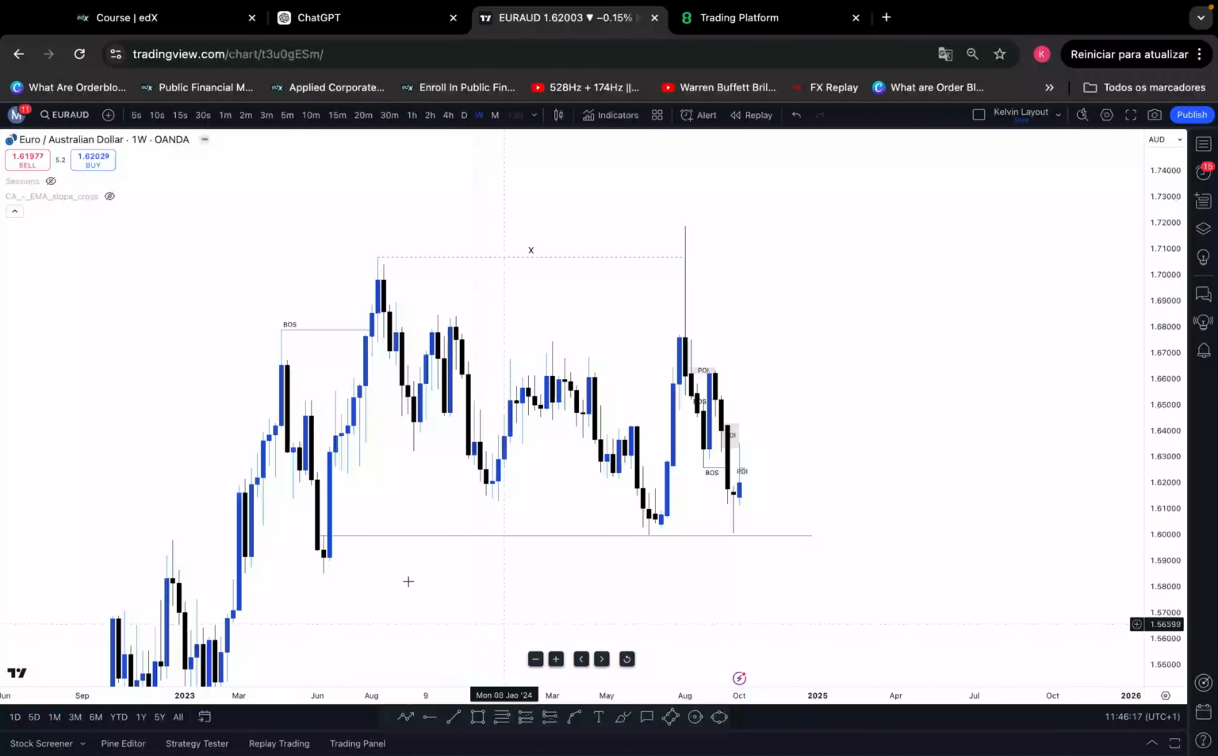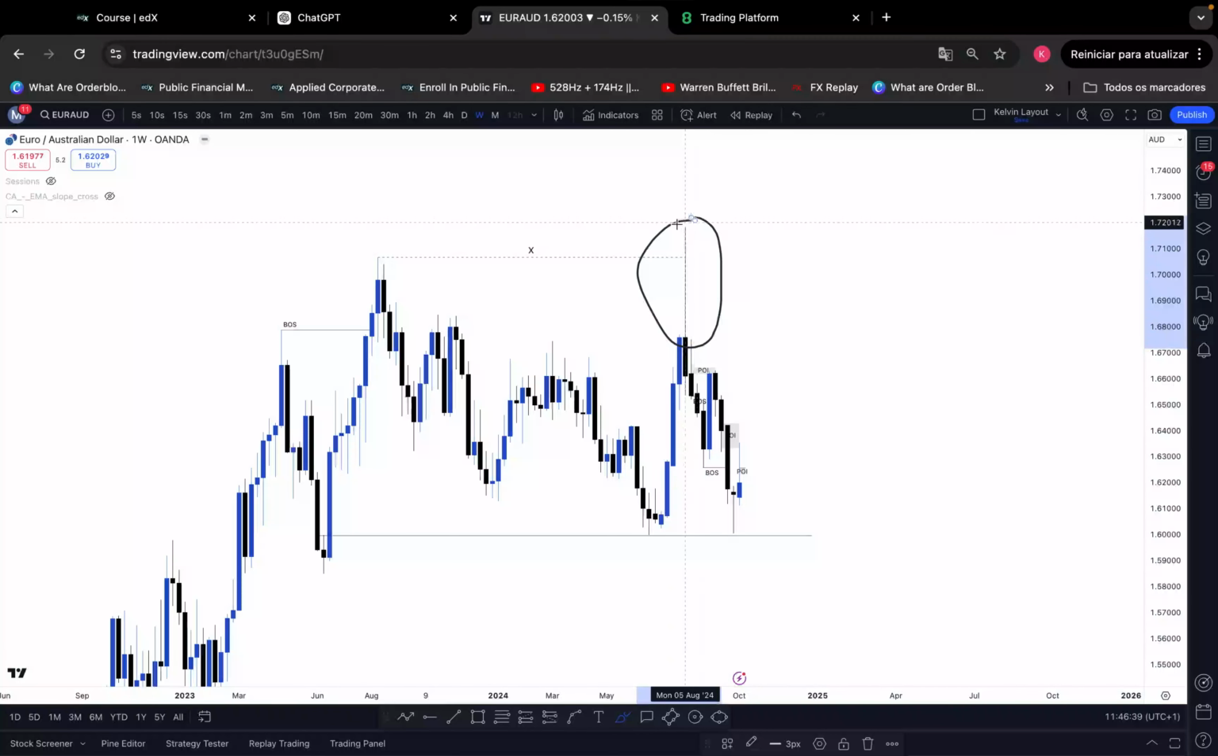Now, a very important thing to look at here is we had a break of structure to the upside. Price then came back and mitigated this demand zone, right? And then it started to make its way up, trying to make the second break of structure to maintain the bullish order flow. But what happened? Once price came here, we saw the rejection of higher prices.